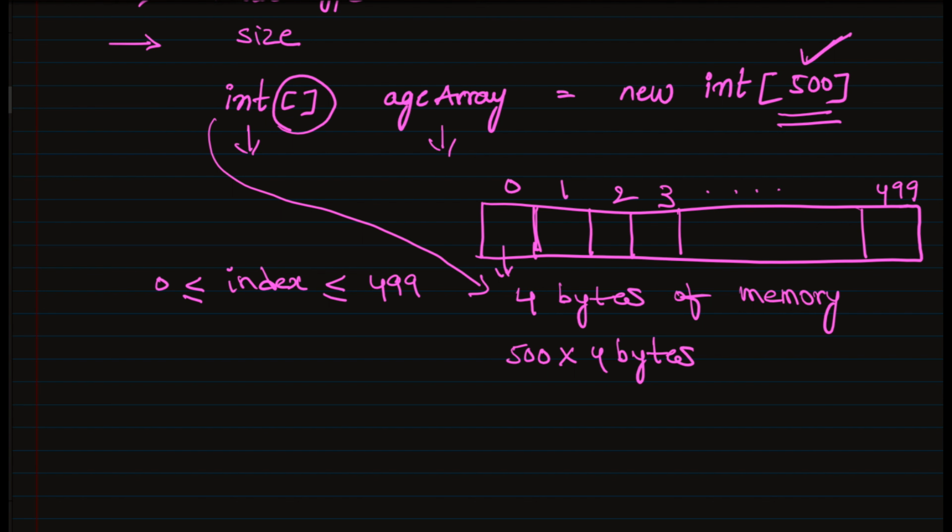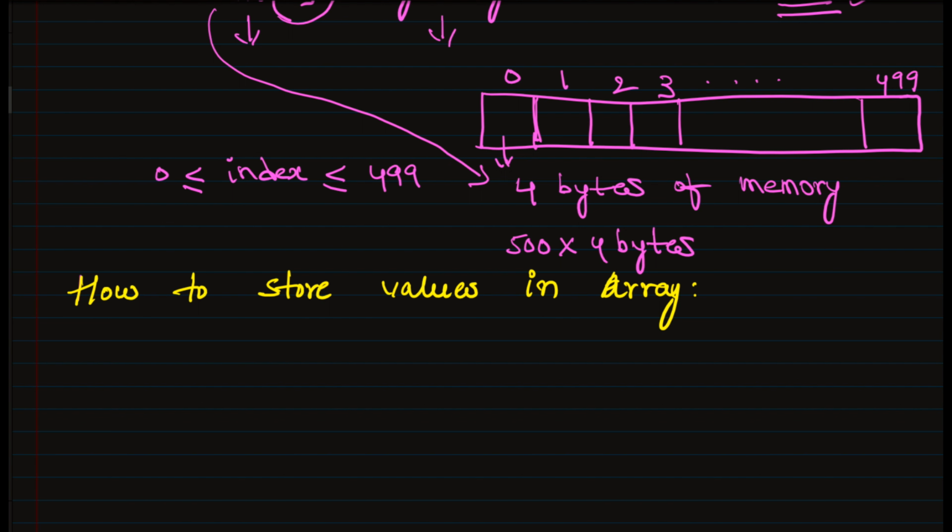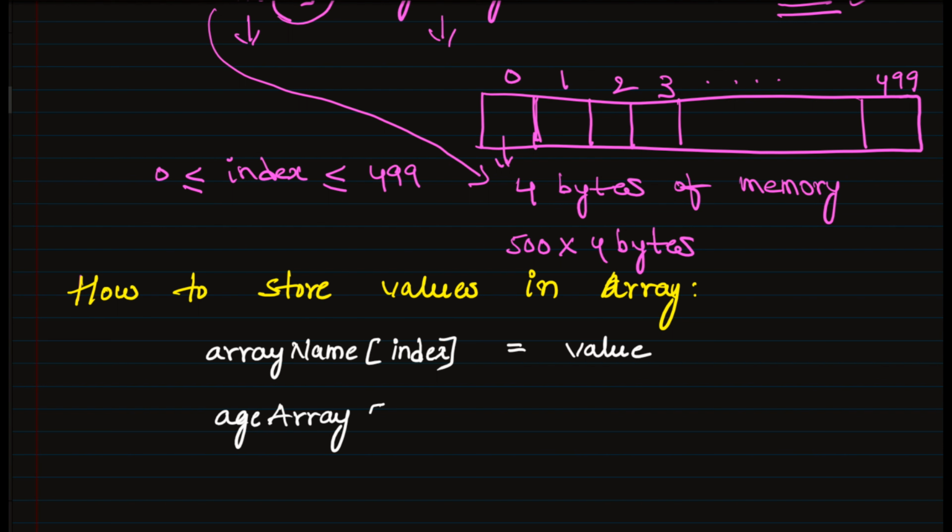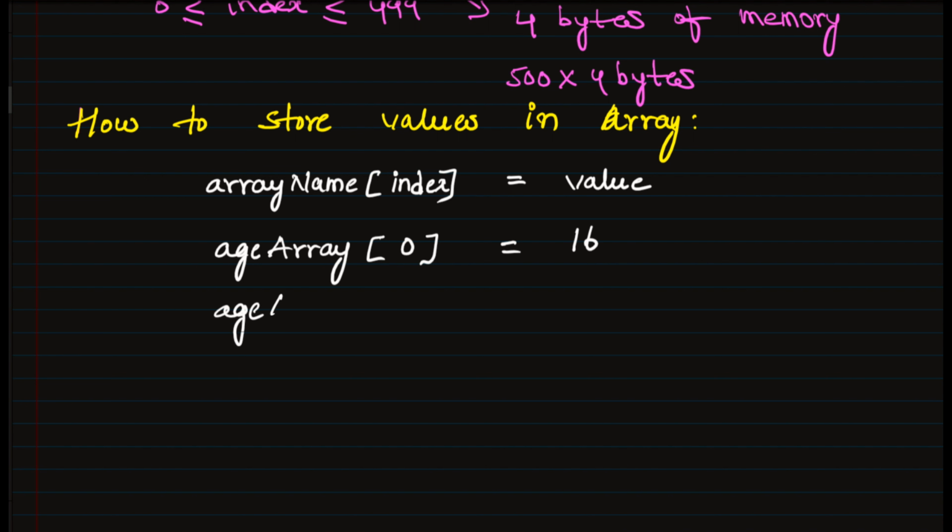So now we have just declared the array, but how do we store values in the array? The syntax to add an element at a specific position in an array is array name, then the position, which is known as the index, equal to the value which we are going to store. So for example, I want to store student 1 age, then I will give ageArray, because I have declared the array as ageArray, and then the index always starts from 0, so ageArray[0] equal to 16. And if I want to store another student age, then ageArray[1] equal to 19. So like this we can store values up to index 499.